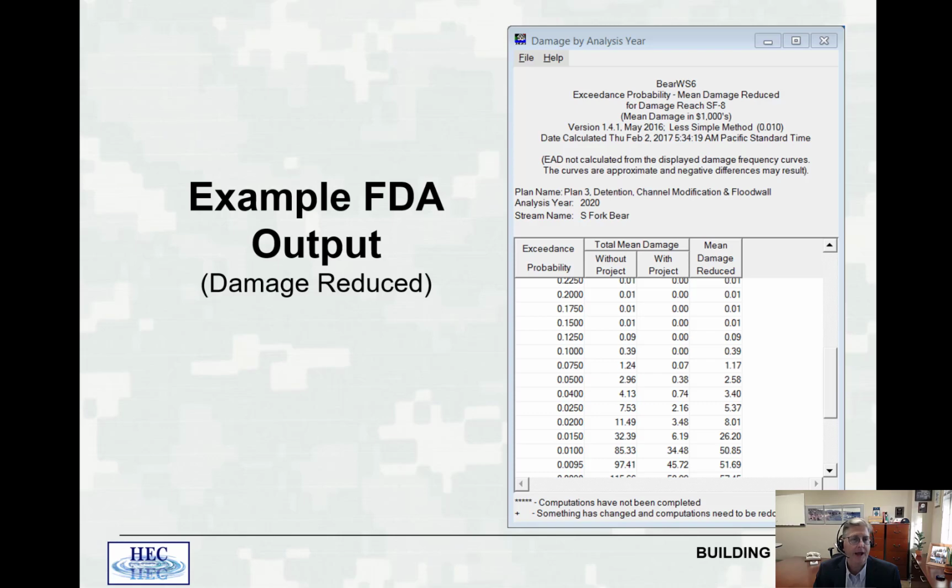Another report out of FDA just gives you damages reduced. So in this particular report, you can see the without project damages and the with project damages, and the damages reduced by exceedance probability.